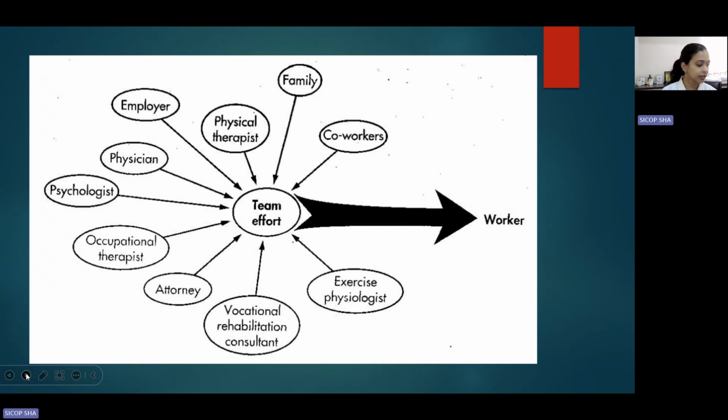So, to rehabilitate the worker back to their job, team effort is required. The team includes their co-workers, family, physical therapist, employer, physician, psychologist, occupational therapist, attorney, vocational rehabilitation consultant, and exercise physiologist. So basically, an interdisciplinary coordination is required for rehabilitation, and we not only consider the physical demands of the job but also the functional context of the worker.